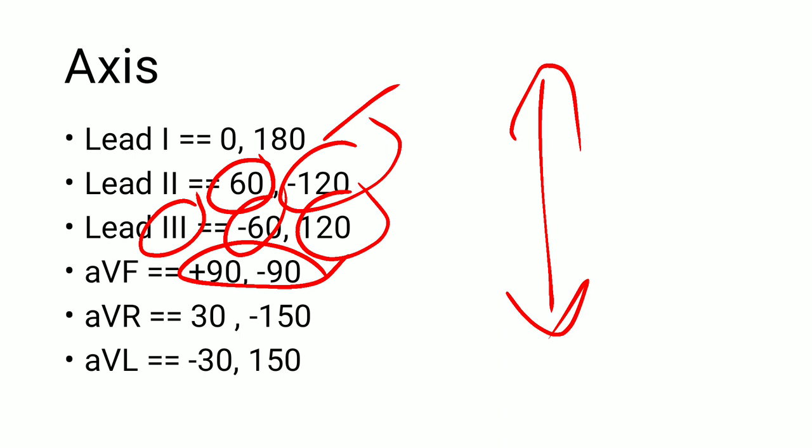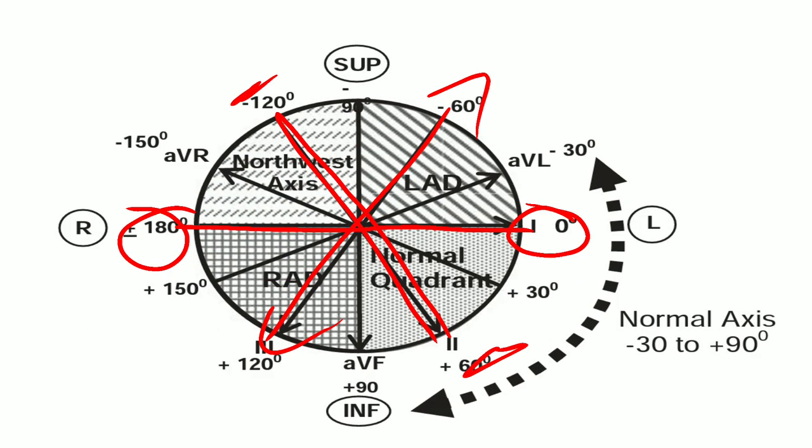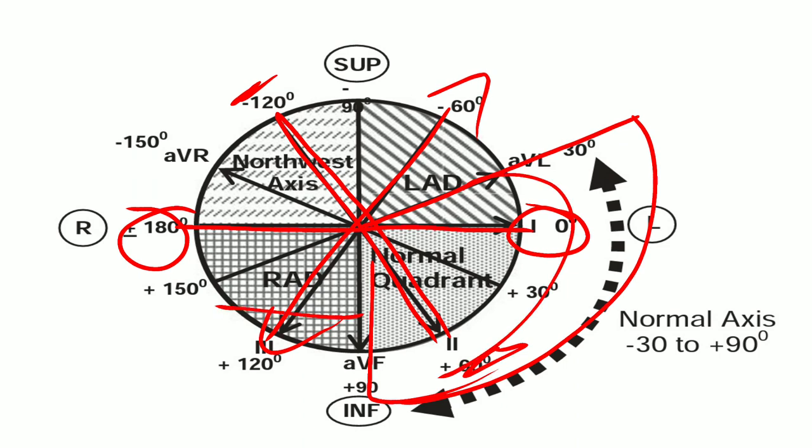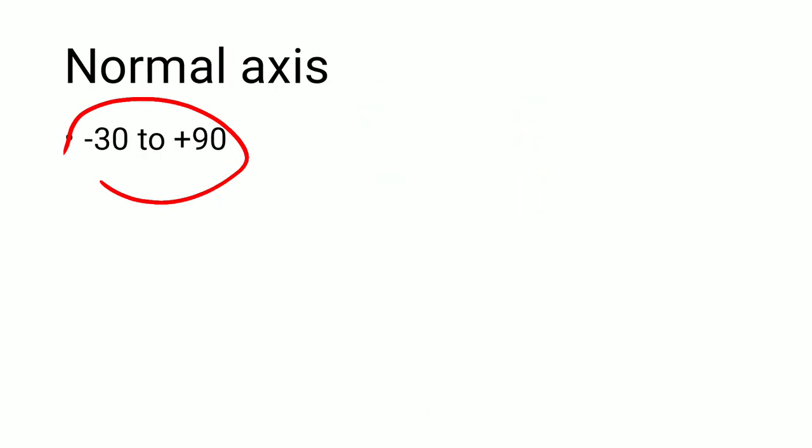AVR and AVL are again 30 and 150, just change the plus or minus symbols and you'll get the degree of those leads. So normal axis is between minus 30 to 120. After determining that the axis of my patient comes between here and here, it indicates the patient has a normal axis. This is right axis, this is left axis, and this quadrant is called the northwest axis.